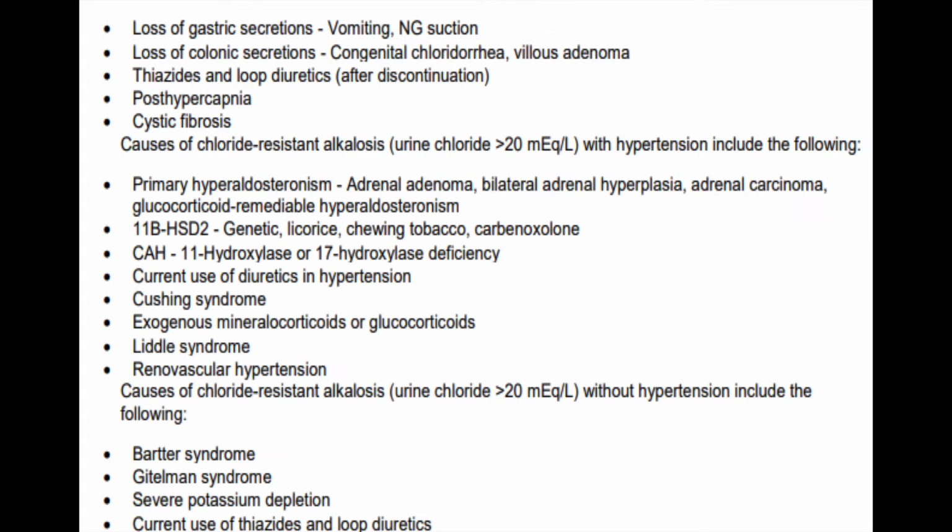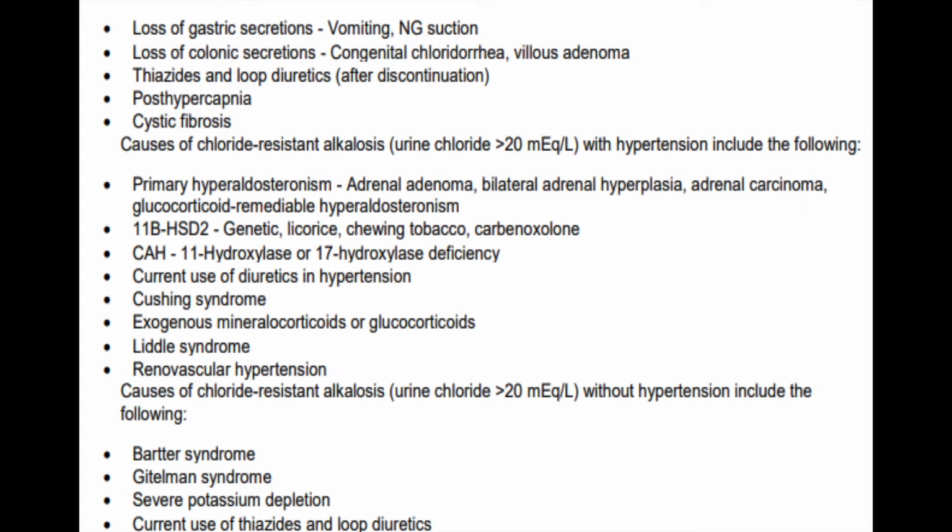Now coming to compensation. In metabolic alkalosis there is an increase in bicarb, so there is a compensatory increase in PCO2. We can predict that PCO2 as 40 plus 0.7 into serum bicarb minus 24.